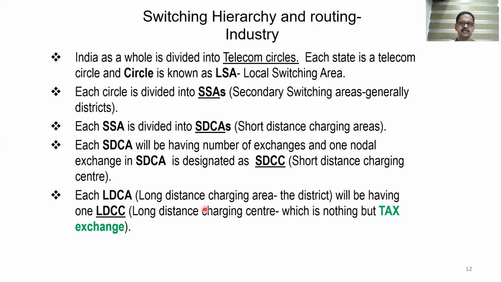Each LDCA, long distance charging area, that is the district, will have one LDCC, long distance charging center, which is nothing but a trunk automatic exchange or the old tandem exchange. Each district will have one TAX exchange. Generally, they say it is level 2 TAX. For Krishna district, we have level 2 TAX at Vijayawada. For Guntur district, we have it at Guntur, and for some other district, for example Karimnagar district in present Telangana, Karimnagar will have level 2 TAX, like this.